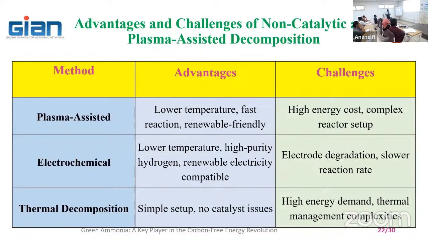Okay, the electrochemical method. Advantages: lower temperature, and high purity hydrogen can be extracted from ammonia by the electrochemical method. Renewable electricity can be used. But there is electrode degradation, because ammonia is corrosive in nature and is going to degrade both the cathode and anode. Also a slower reaction rate. When you compare with the plasma and thermal modes, this electrochemical method is very slow in terms of reaction.